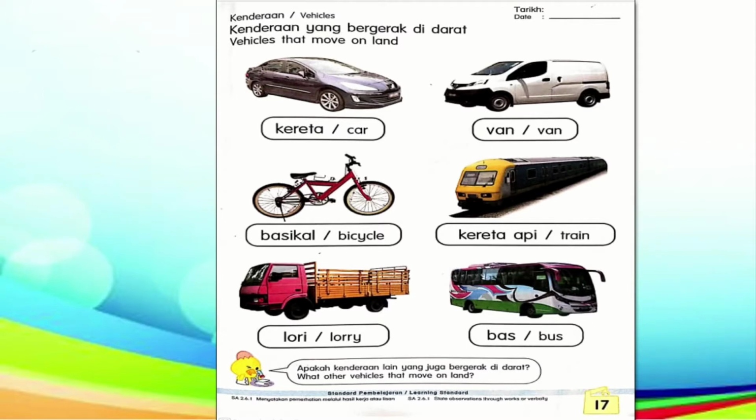Page 17. Write today's date, Tuesday, 7 September 2021. The title for today will be vehicles. So now let's start with vehicles that move on land. We have already learned about vehicles in our English lesson. So today we are going to learn about vehicles again in our science lesson. The first one will be vehicles that move on land.